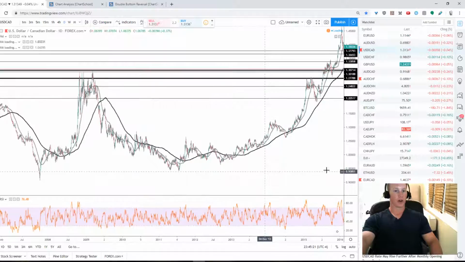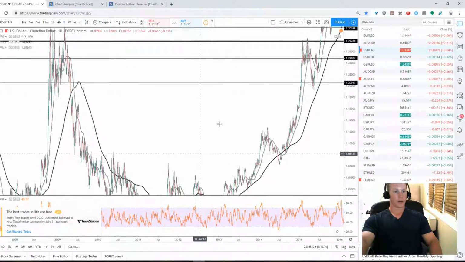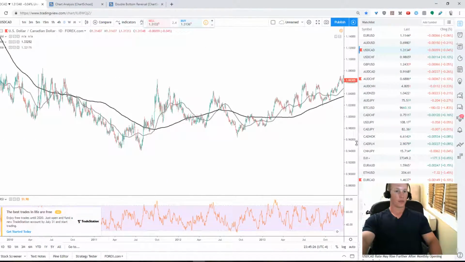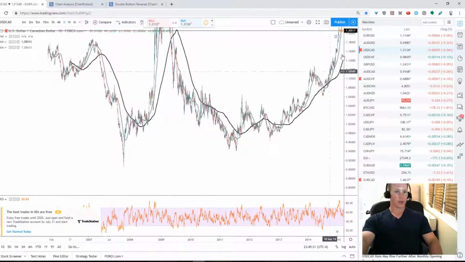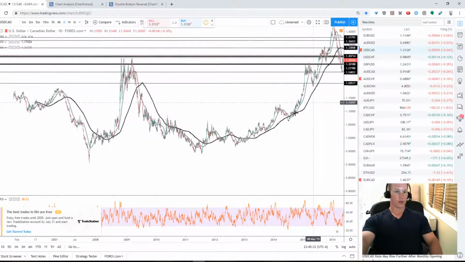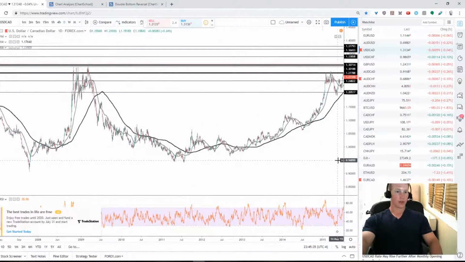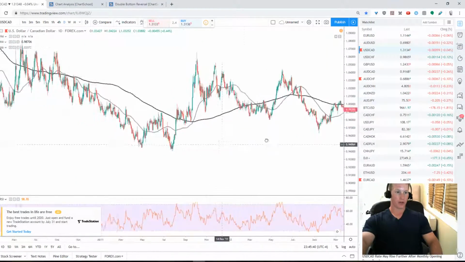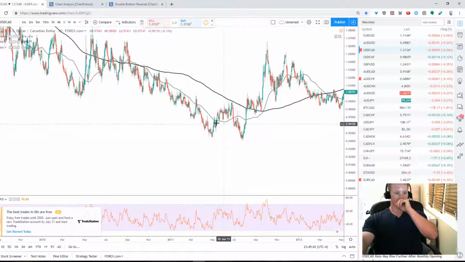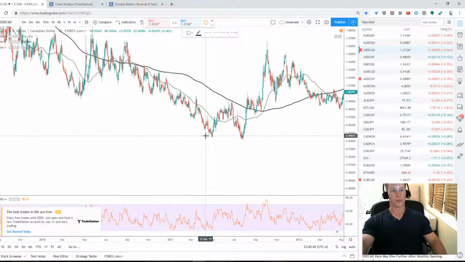Here's one on the US dollar, Canadian dollar. Actually, this was a big reversal. As you can see, price rallied from that bottom. And you wouldn't think so, considering it's not a very big pattern. Excuse me, but this took April all the way to July to form. So this took a long time to form. Yeah, this was a good setup.